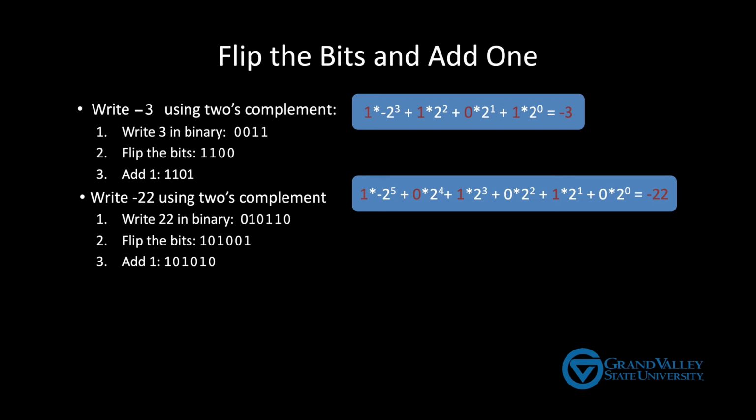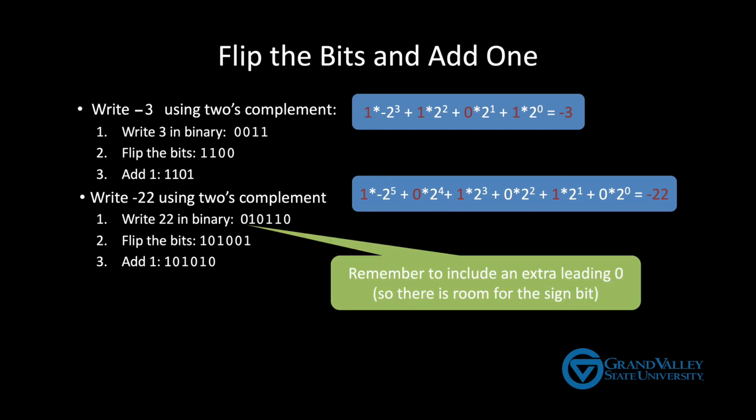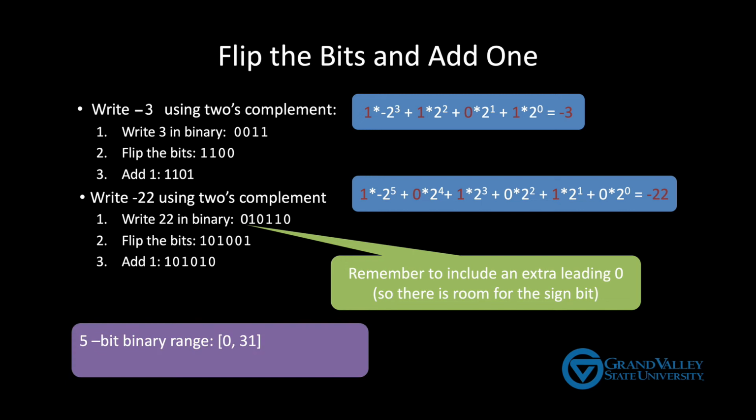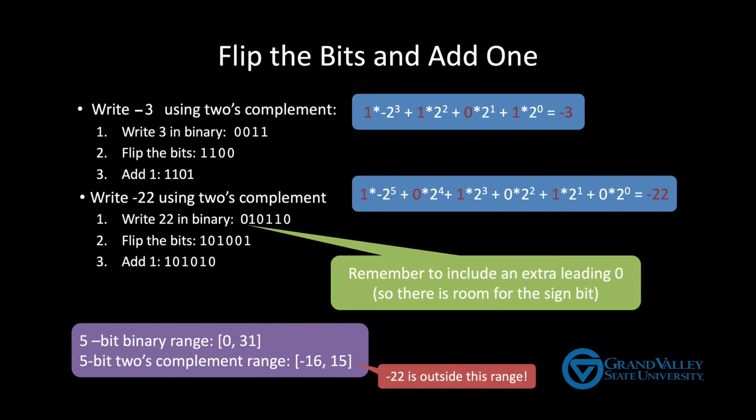Notice that in the first step, when you write the number in binary, you need to include an extra leading 0. So there's room for the sign bit. +22 only technically needs 5 bits because the range of a 5-bit number is 0 to 31. But the range of a 5-bit 2's complement number is only -16 to +15. 22 is outside of this range, so we need a 6th bit.